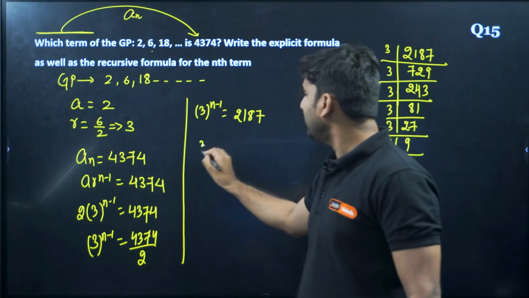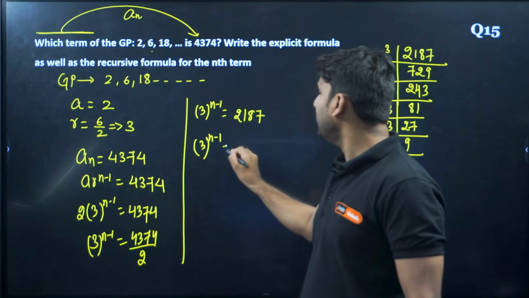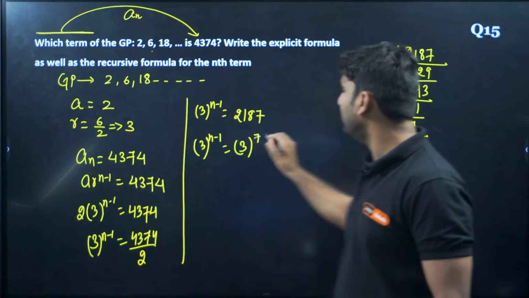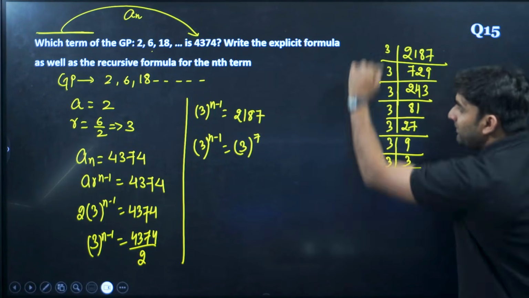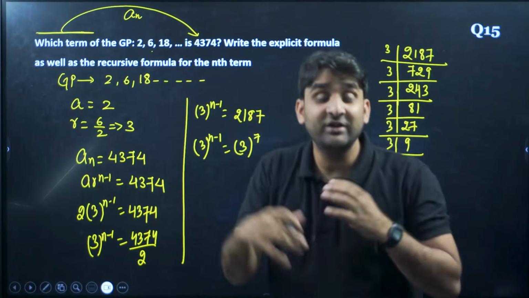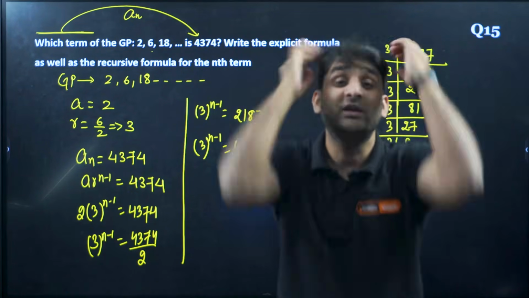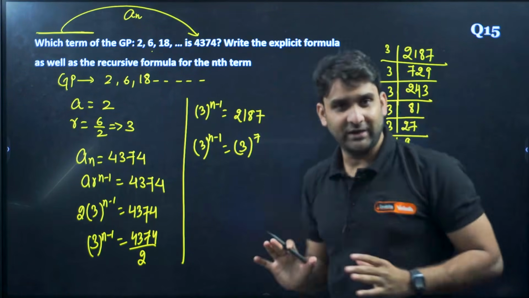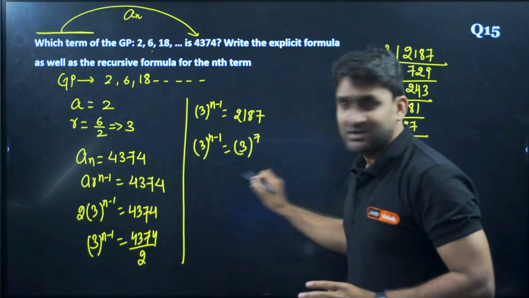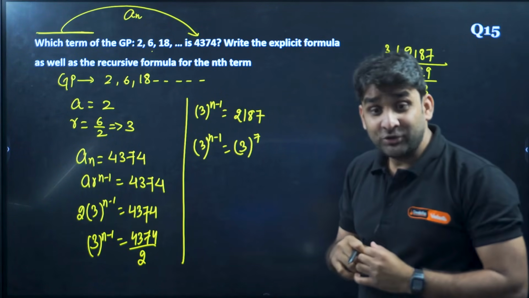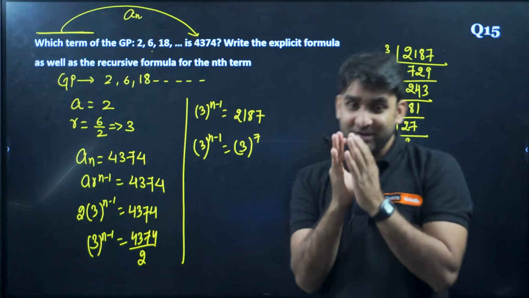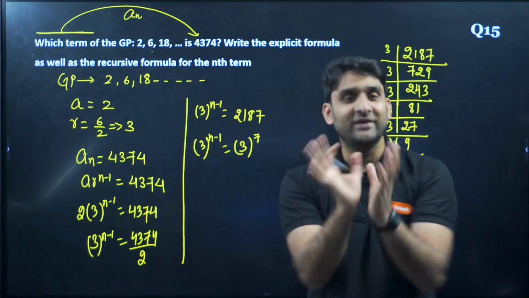So we can write 3 to power N minus 1, 3 to power 7, because 3 is getting multiplied 7 times. So if 3 is getting multiplied 7 times, we can write 3 to power 7. Right? Now look at RHS and look at LHS. Both are having base 3. So if bases are same, we can compare the exponents.